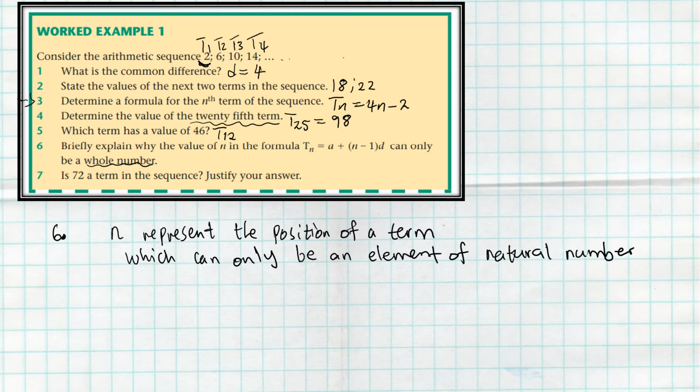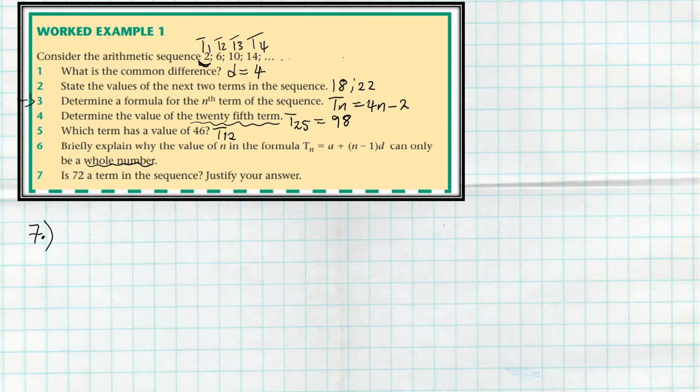So this is because n represents the position of a term, which can only be an element of natural numbers or whole numbers. That's why our n can only be a whole number. This is because it represents the position of a term, and the position of a term is always an element of a natural number or a whole number. Okay, so that's the reason.